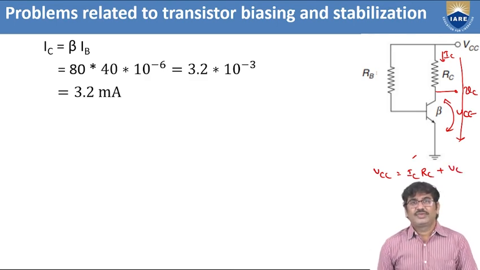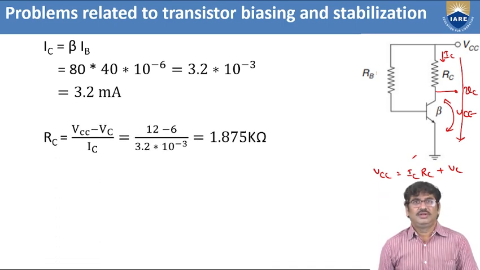VCC is given, IC is given, VC is given, so we can find out RC. So RC is given as VCC minus VC divided by IC. VCC is equivalent to 12 volts minus VC is equivalent to 6 volts, divided by IC is equivalent to 3.2 into 10 power minus 3, which will give the collector resistance RC is equivalent to 1.875 kiloohms.